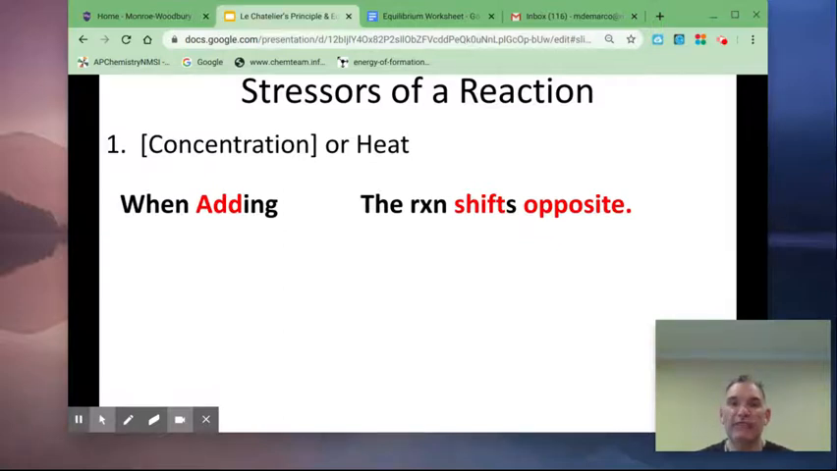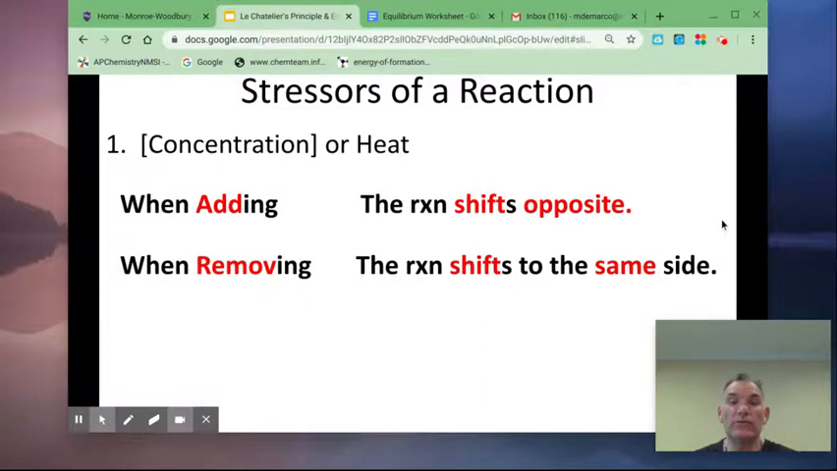That's a rule we use to determine how a reaction is going to shift at the stressing point, and then it goes back to equilibrium. When we remove something, the reaction shifts to the same side.